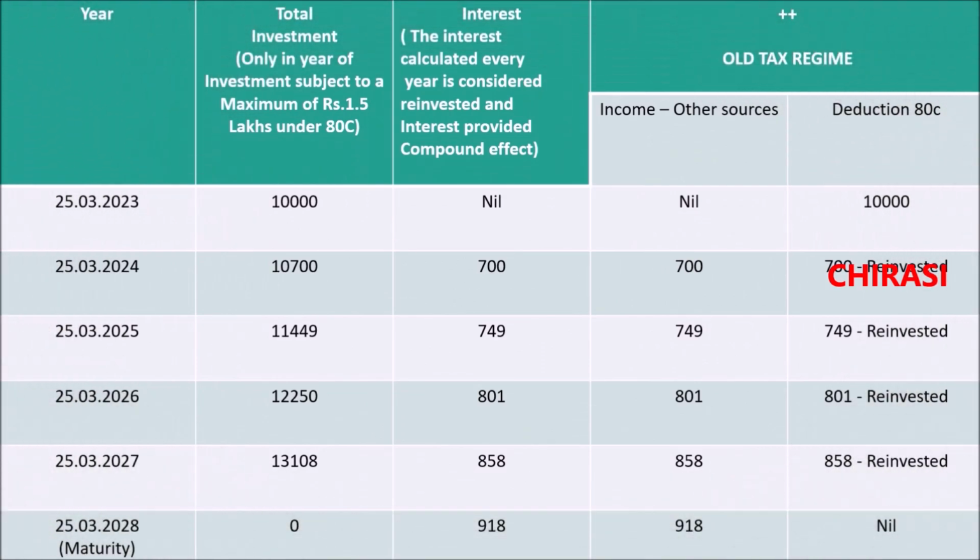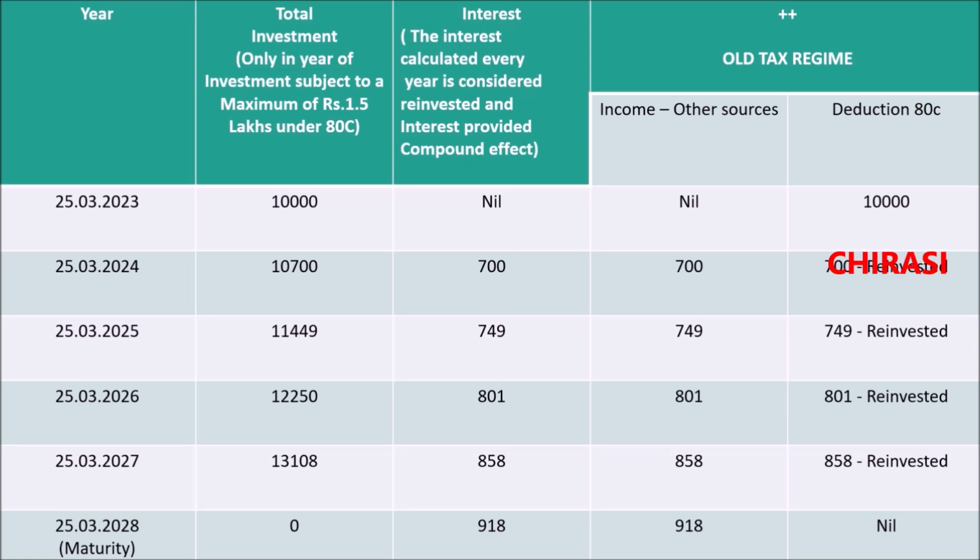Now let us see what are the changes in the old system. In the first year, as I explained earlier, the year before, for example 25-3-2023, this is the financial year 22-23.